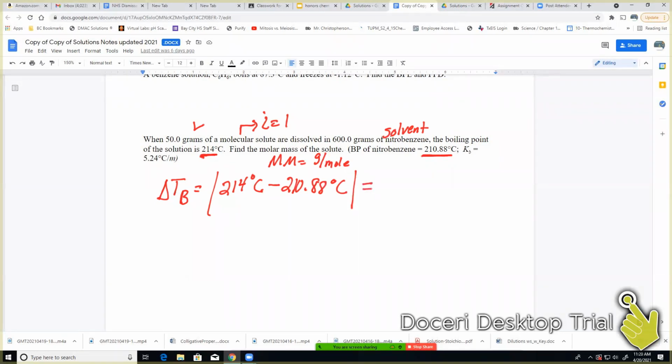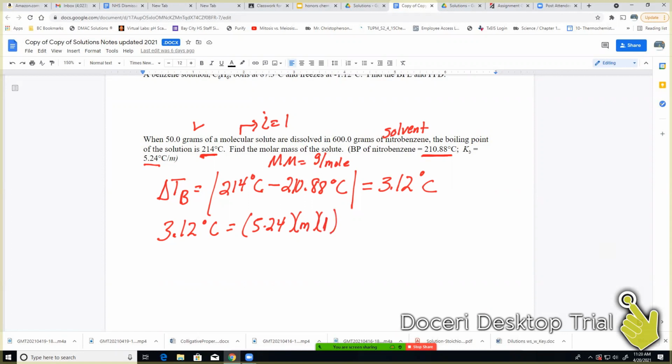And that gives us 3.12 degrees Celsius. That's how much the temperature changed. So now if I set my problem up, I know the change, so I'll say 3.12 degrees Celsius is equal to, we're dealing with boiling point, so my Kb, which is given to me, 5.24 times my little m times my i, and since it was a molecular compound, that was just 1.